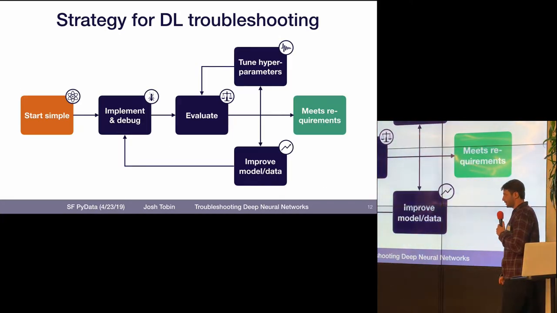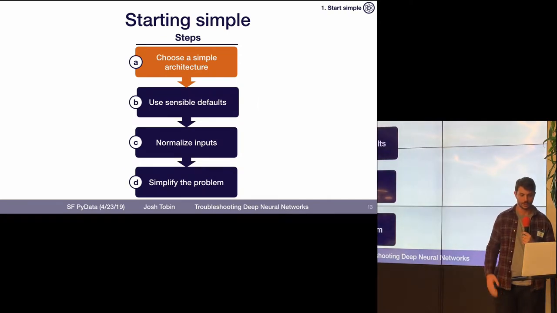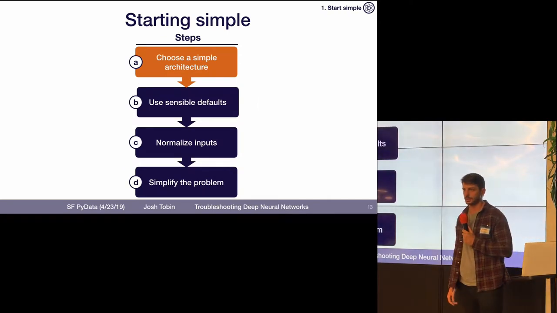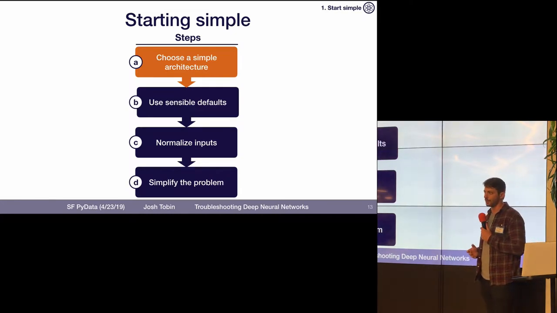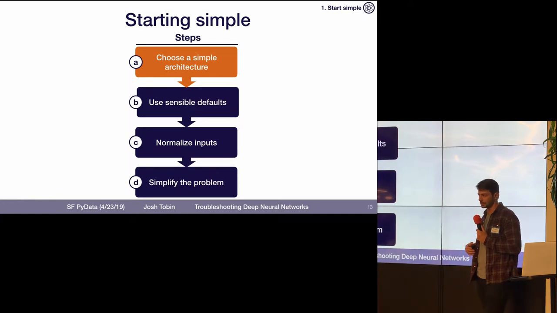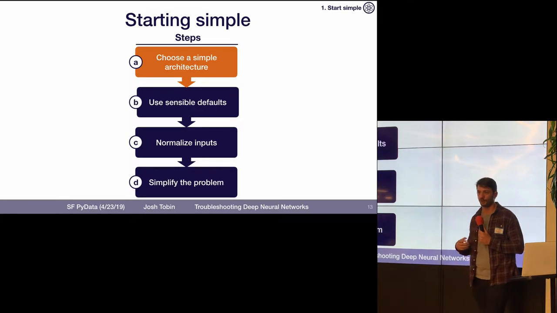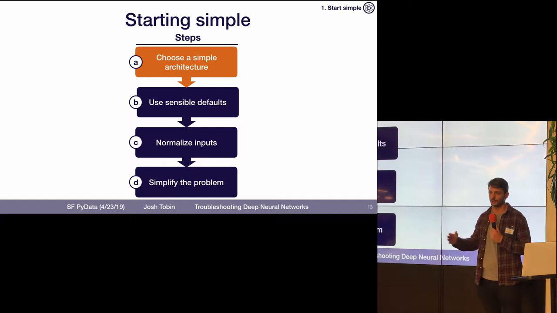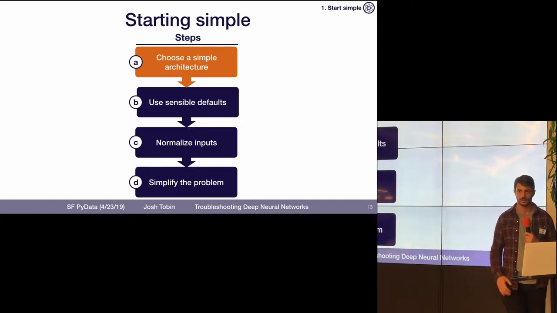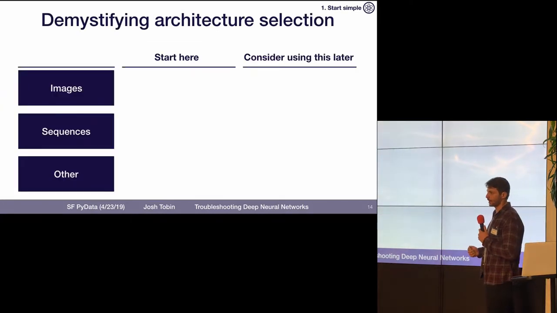All right, so going back to our strategy, the first step is to start simple. So what does this mean? There's a few steps here. The first step, I think, is choosing a simple architecture. And I think architecture selection is one of the things that's very mystifying to people about deep learning, because if you follow the academic literature or the popular press, there's a new 5-letter acronym, or some are even 6-letter acronyms, every week, and it's hard to figure out which one to use. But the good news is that when you're starting a project, the choice that you make about architecture can actually be very simple.